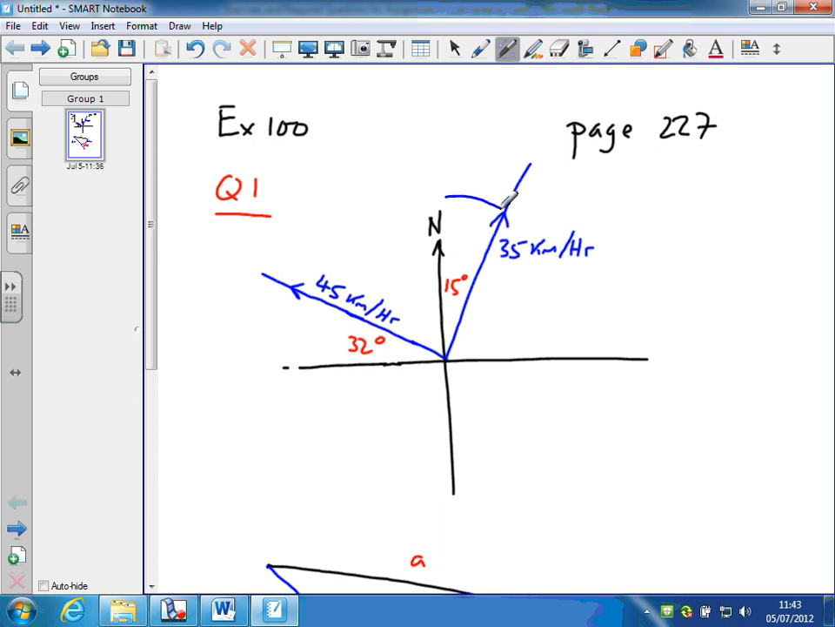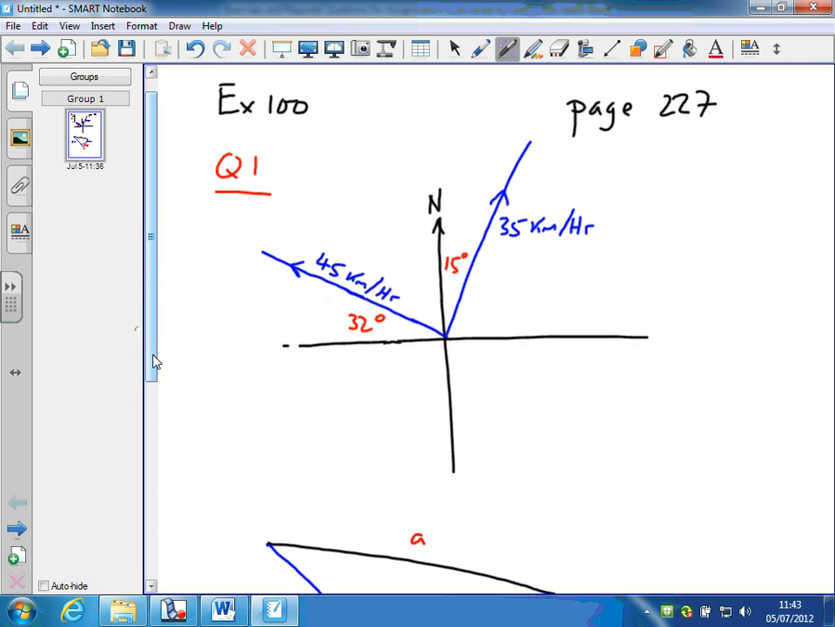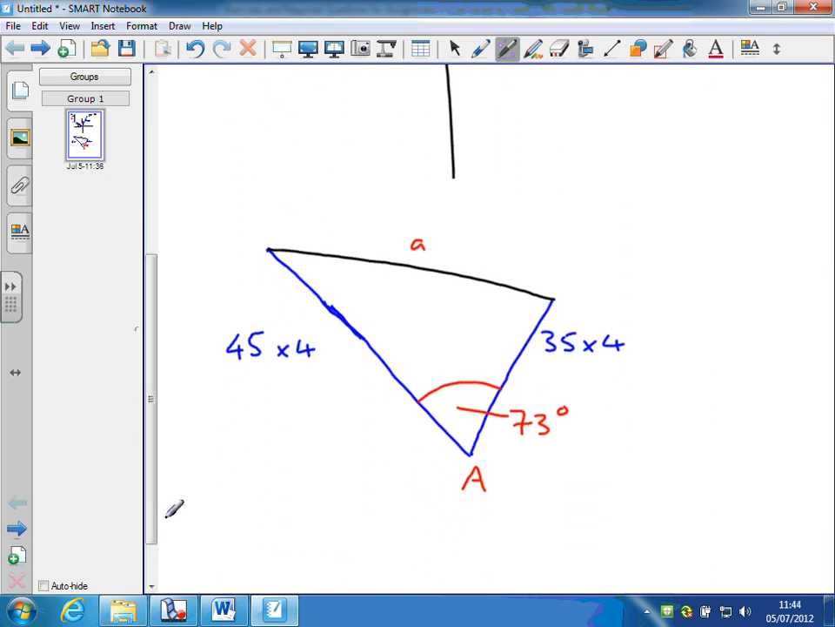shown on this diagram. Then I've actually just transferred that information to a normal triangle. We can work out what this missing angle is here from the information we have there, and we end up with an angle of 73 degrees.